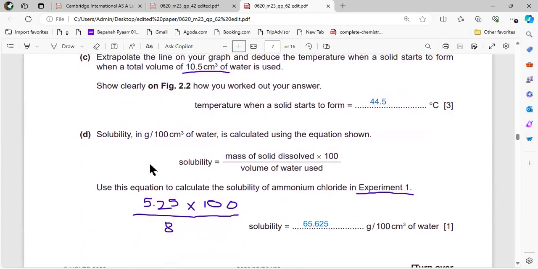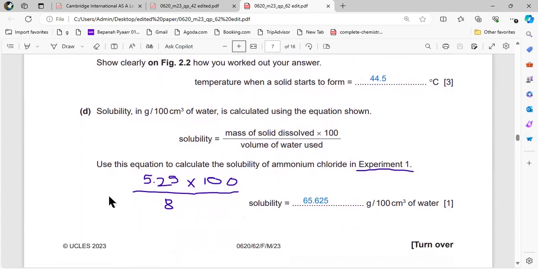Solubility in gram per 100 centimeter cube of water is calculated using the equation shown. Solubility is equal to mass of solid dissolved into 100 upon volume of water used. So the formula is already given and they are asking you to calculate this for experiment 1. So here the mass of solid used is a constant, that is 5.25, into 100 remains as it is, upon volume of water used.